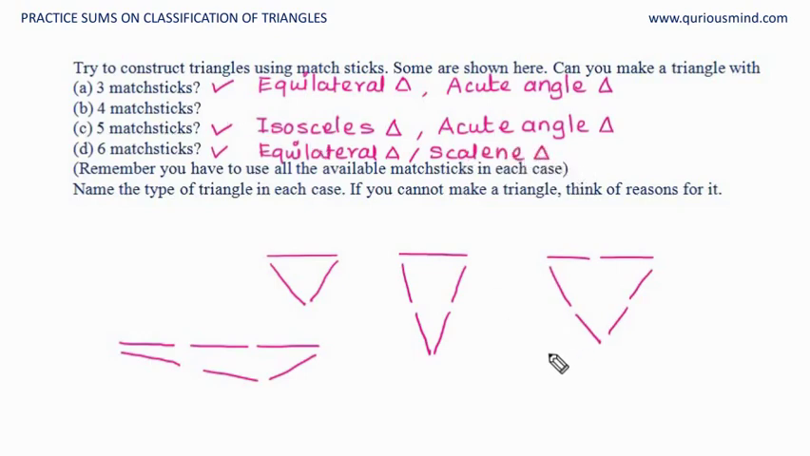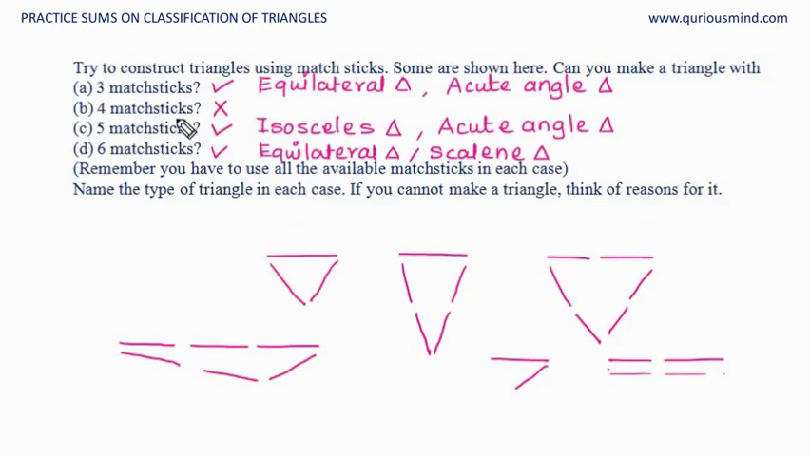Now what about 4? With 4, I have 3. If I add one more, so let's say I have one side 1, other side 1, and this side 2, no, I can't. So I have 2 this side, then 1. If I have to put the remaining 1, then I have to put them the same way. So it doesn't make any triangle. So with 4 matchsticks, I am not able to make a triangle.